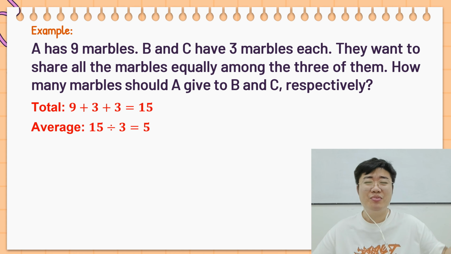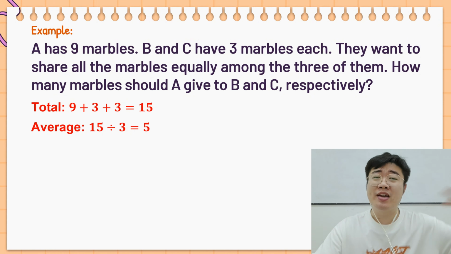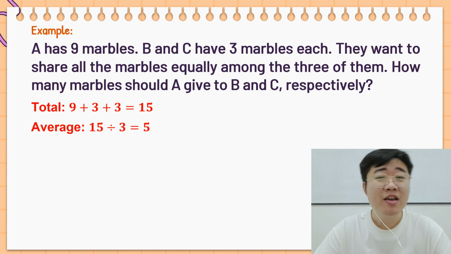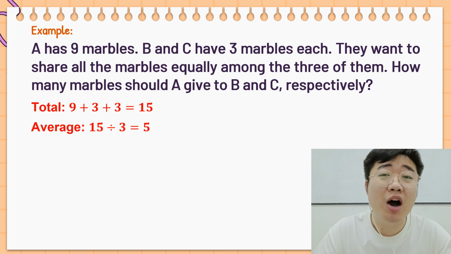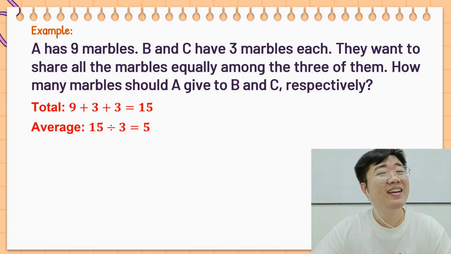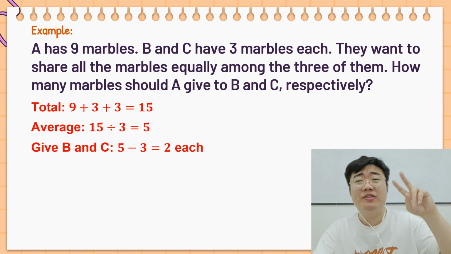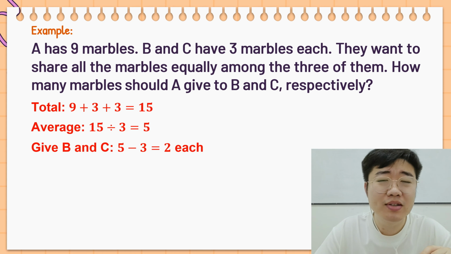Let's just do the division here. So in the end, they all have 5 marbles. B and C also have 5 marbles. At first, they only have 3 marbles. So how many marbles should A give to them? That's very easy. So 5 minus 3. Oh, each of them receive 2 more marbles.